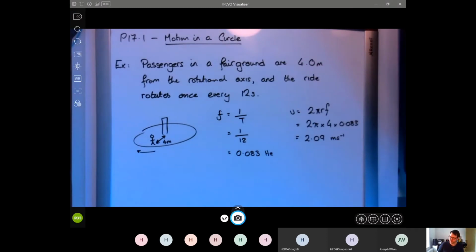What's going to happen if I increase the radius, to carry on rotating at 0.083 hertz, so 0.083 times per second? What's going to happen if r gets bigger? What do we think? Any ideas, guys? The speed gets bigger? Yeah, speed's going to get bigger.